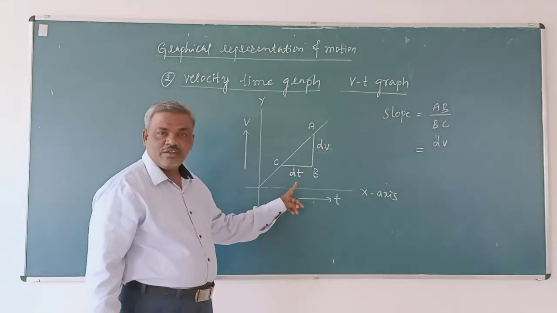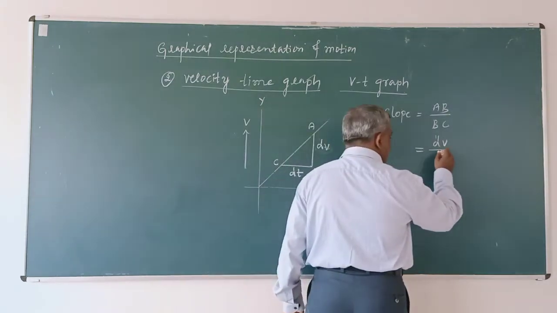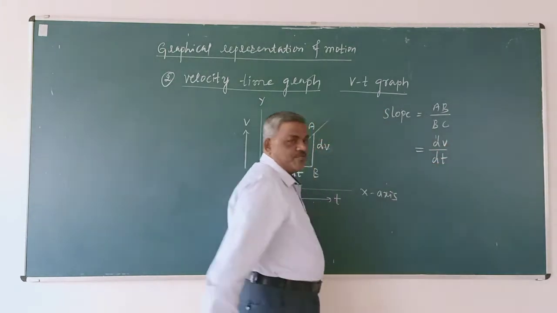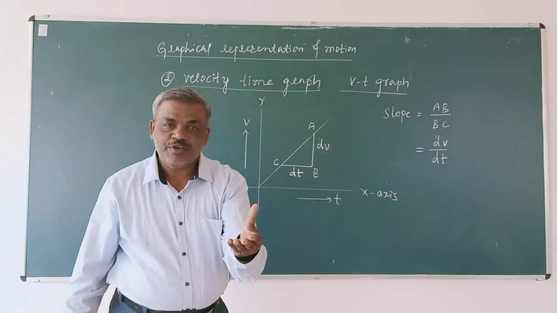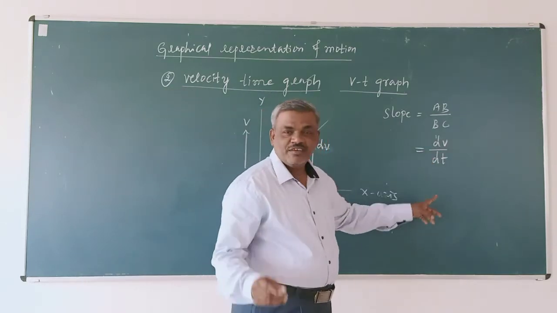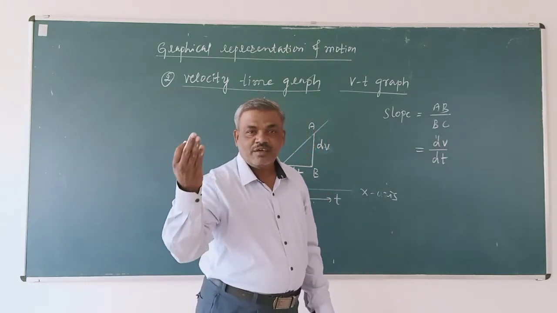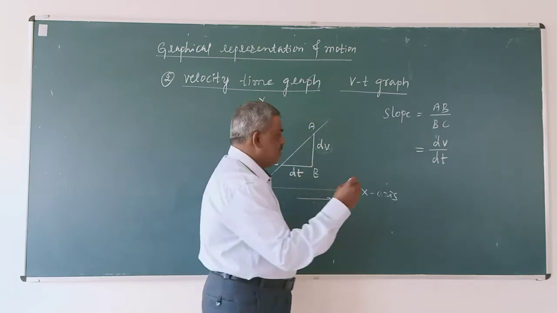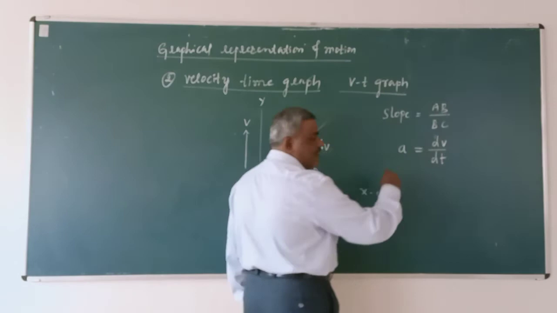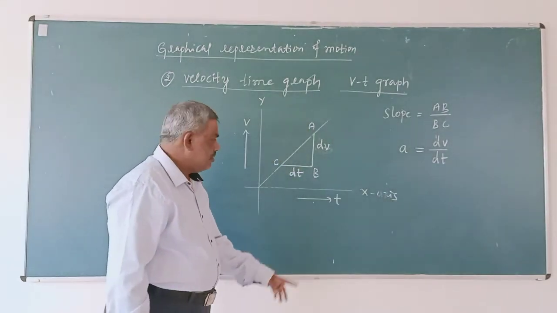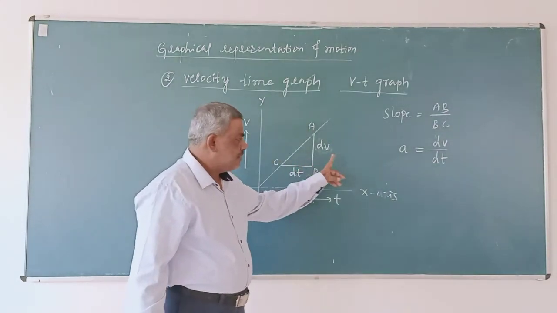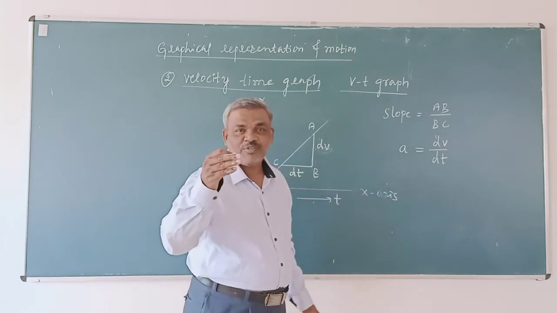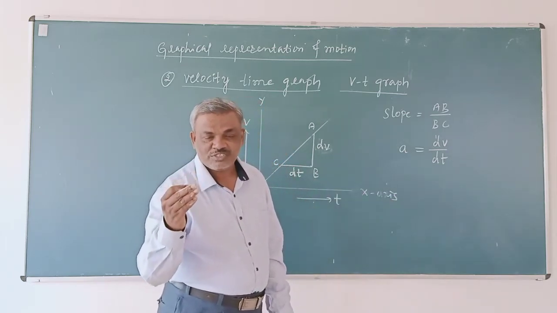BC equal to what? dt. So you know the mathematical formula from a previous video. dV by dt. The rate of change of velocity is called acceleration. So now the slope of this graph gives what? Acceleration of the body.